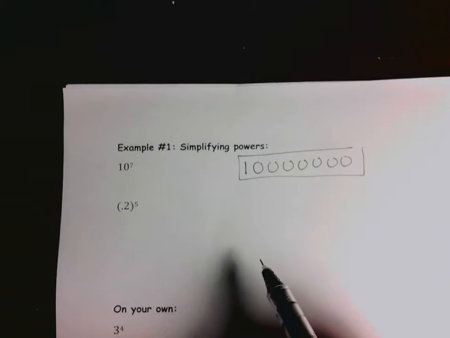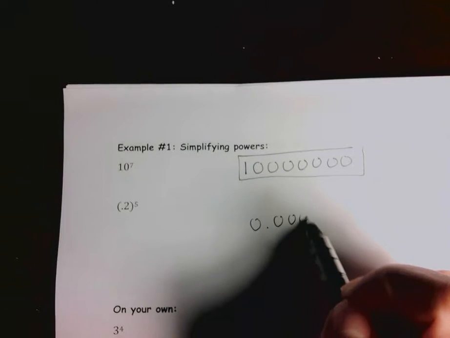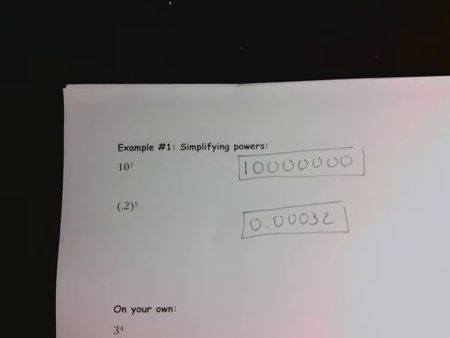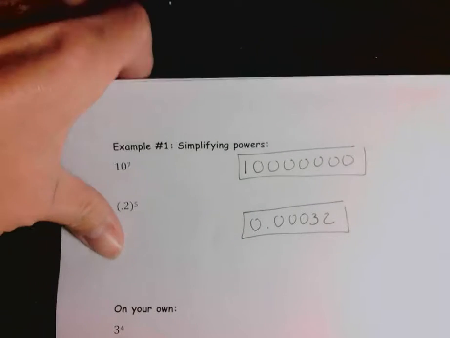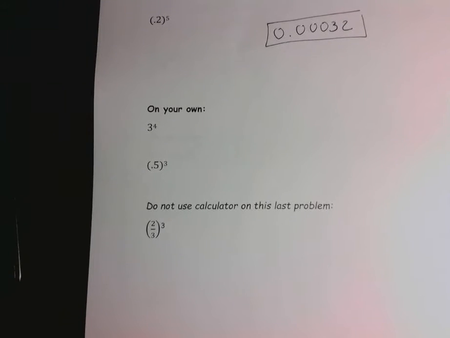And if I say 0.2 to the 5th power, that is saying I'm taking 0.2 and I'm multiplying it by itself 5 times. So you can use your calculator. So that's going to be 0.2 to the 5th power. I took 0.2 and I multiplied it by itself 5 times. So go ahead and hit pause and work out the on your owns, and on this last one, do not use a calculator.